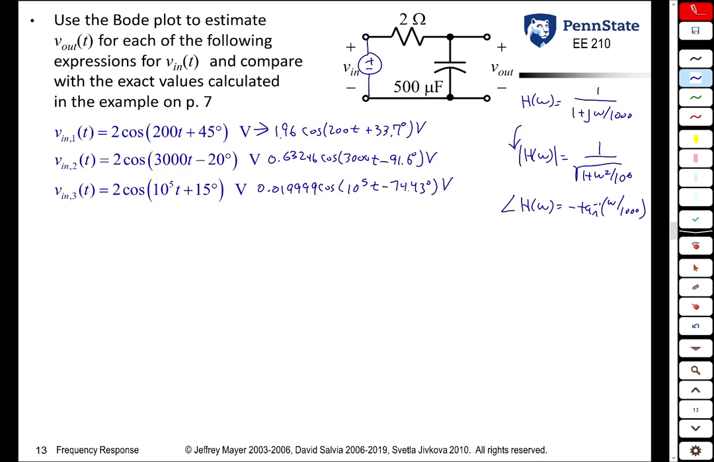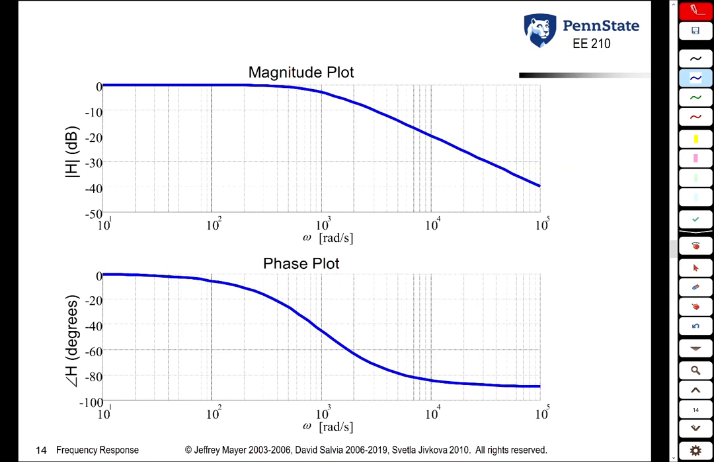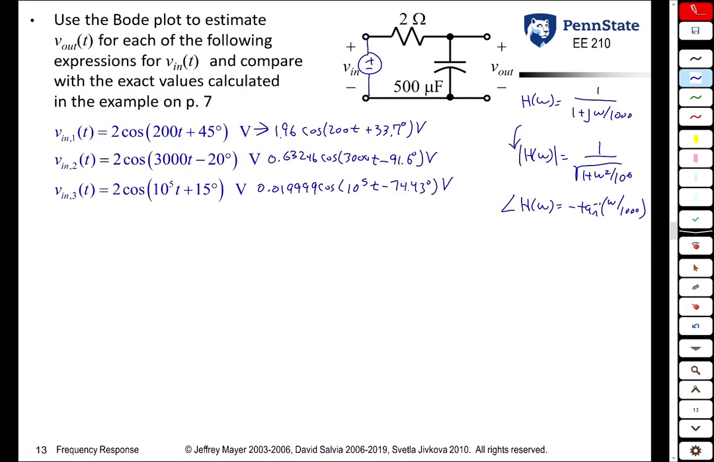We also saw that if you plotted the H of omega magnitude response and phase response and did it as a Bode plot, we got these two plots here. What we're going to do now is use these Bode plots to estimate the output for given input signals. So rather than evaluating this function at the frequencies of 200, 3000, and 10 to the 5th radians per second, we're going to take those frequencies and plug them into the Bode plot and use an eyeball measurement to determine approximately what the magnitude and phase would be. So let's do that now.